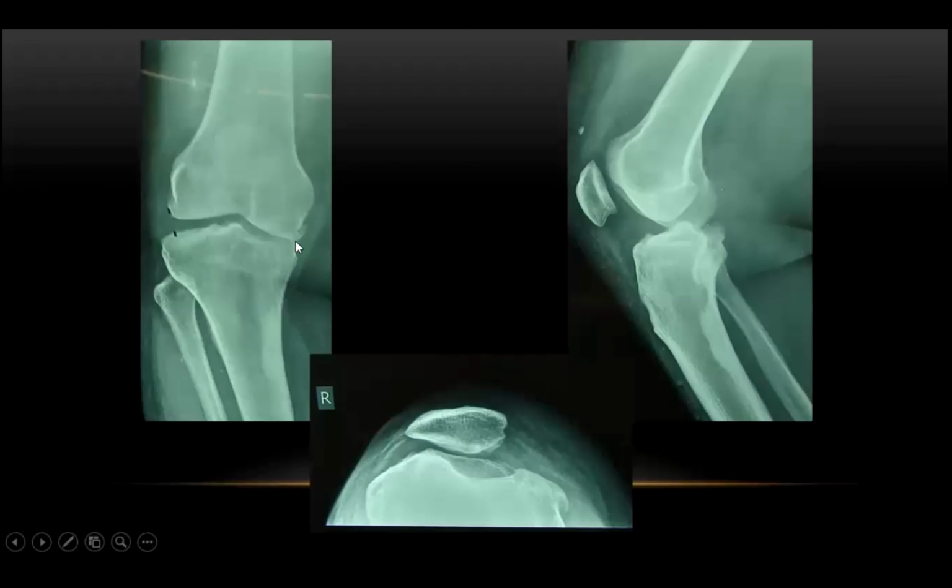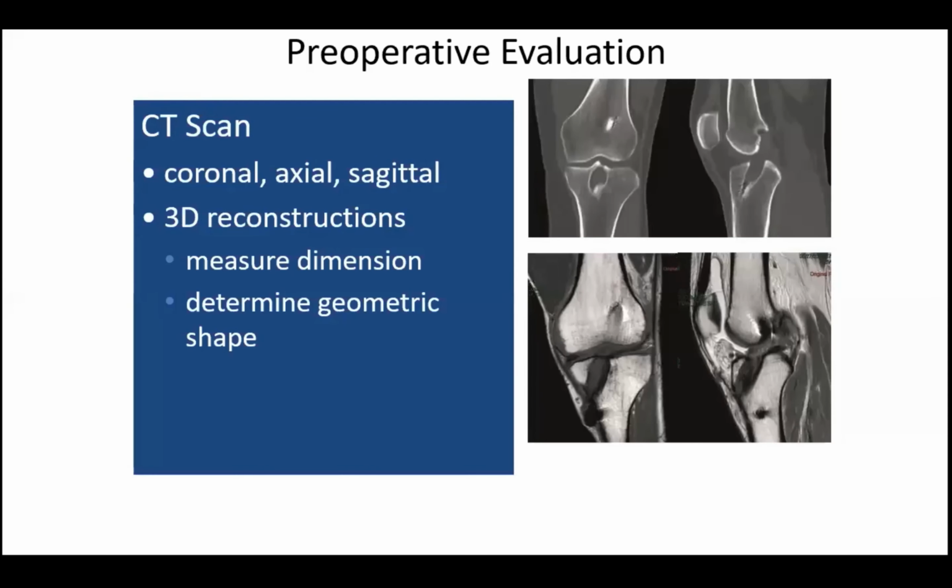So this is the X-ray of this patient. If you do an ACL in this patient, he's definitely going to fail because there's going to be a lot of lateral thrust, opening on the lateral side, and the collaterals will cause elongation of your ACL.